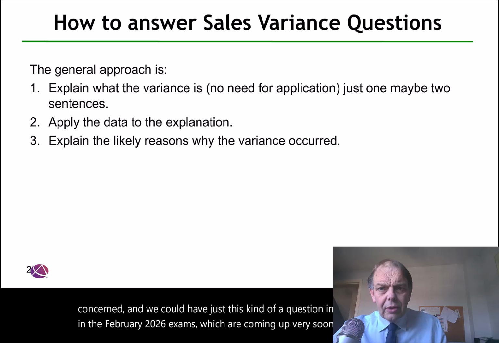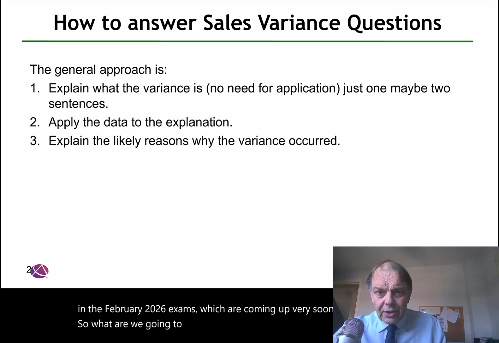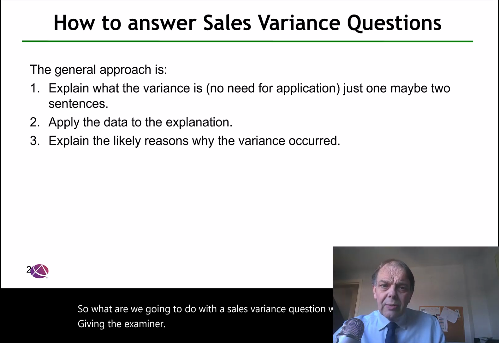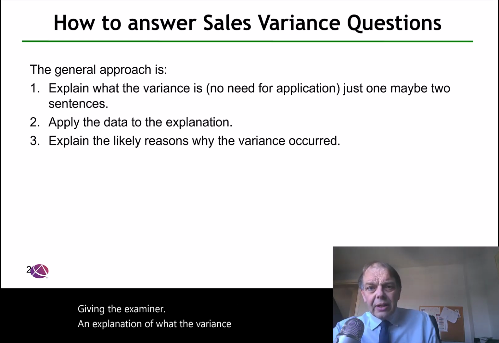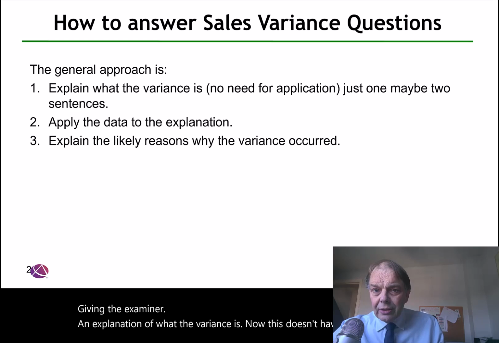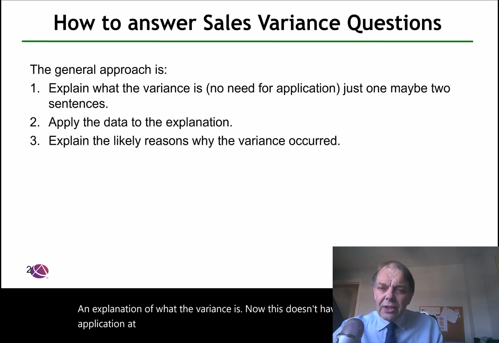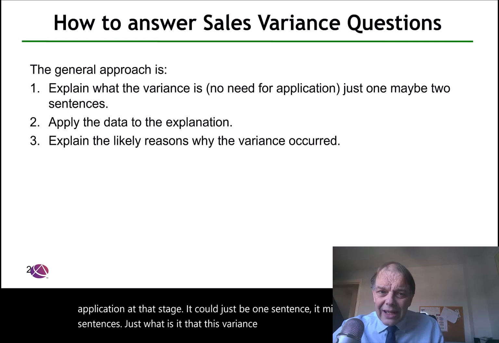So what are we going to do with a sales variance question? We need to look at giving the examiner an explanation of what the variance is. Now, this doesn't have to be with any application at that stage. It could just be one sentence, it might be two sentences. Just what is it that this variance is? How can we explain the variance?